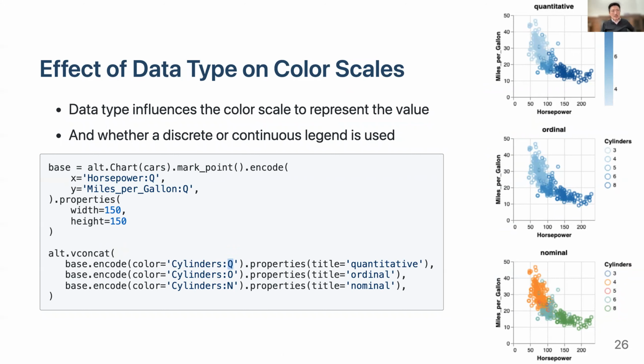And by default, this means numbers, and it means it's continuous. So by default, Altair will choose a continuous color scale for this.